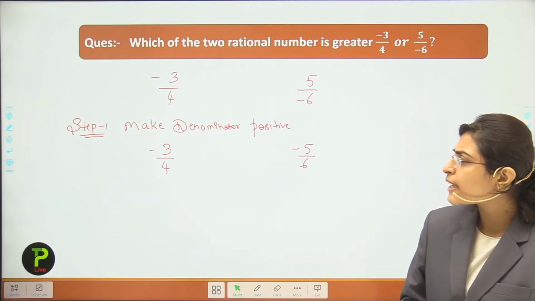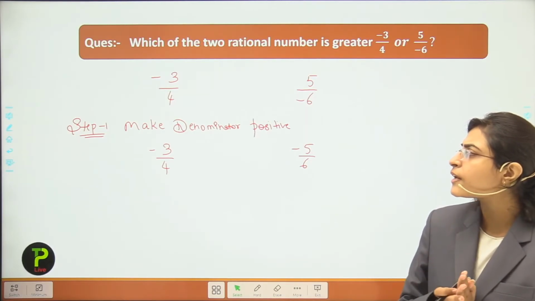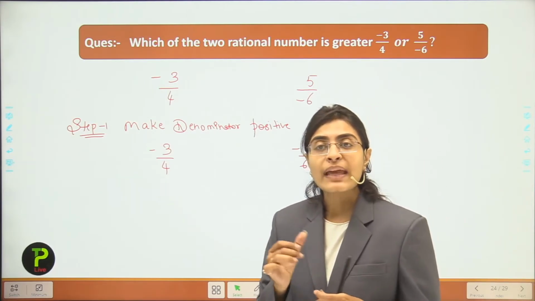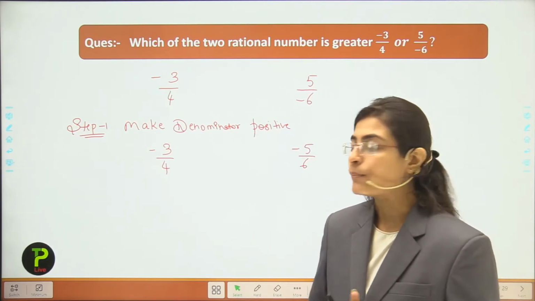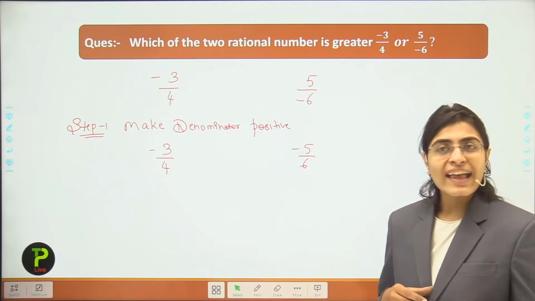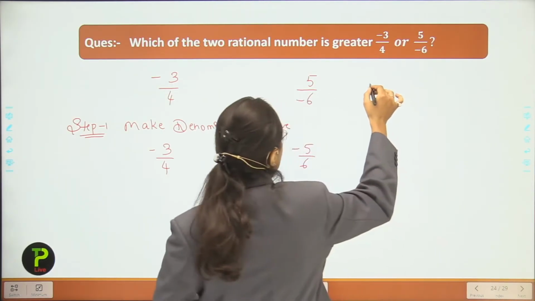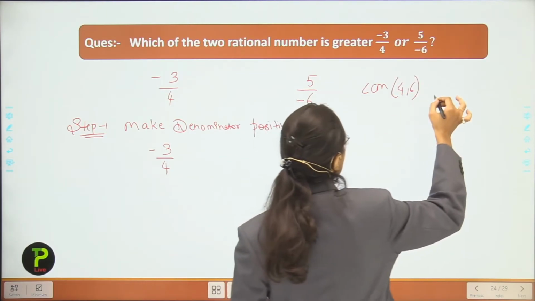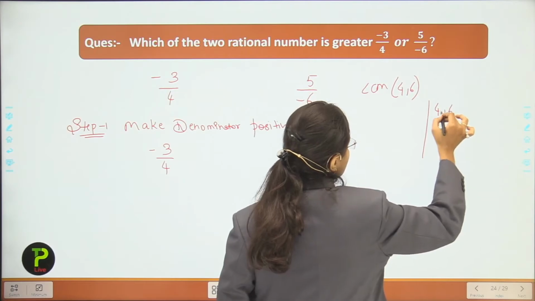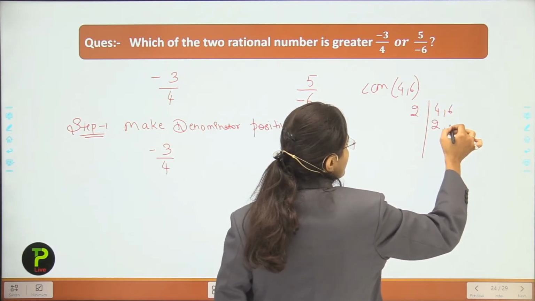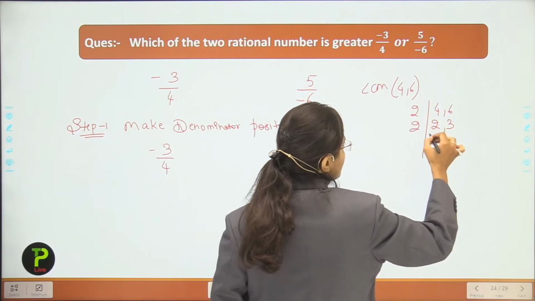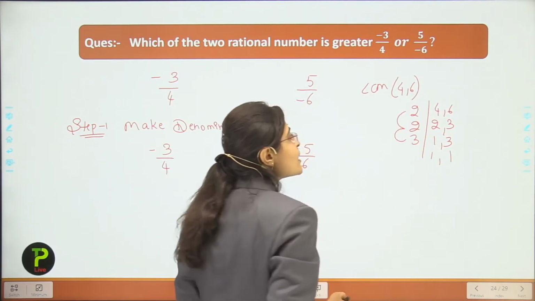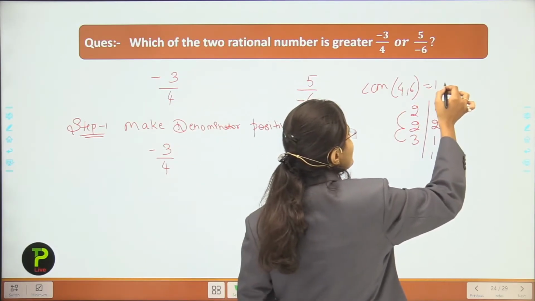We can see that the denominators of the two are different. Then what do we have to do? We have to make the denominators equal, that is the same. For that, what should we do? LCM, isn't it? So take the LCM of 4 and 6. It comes in a table of 2 and 3. 3 2s are 6, 6 2s are 12. So the LCM of 4 and 6 is 12.